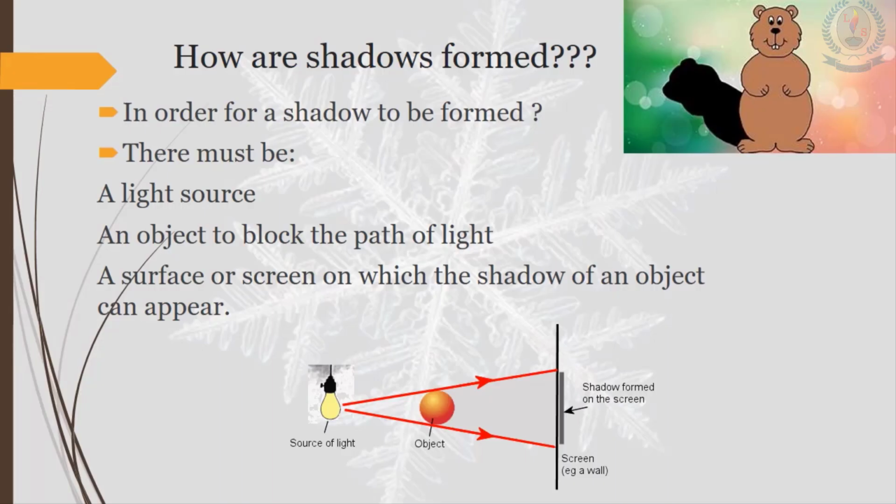Simply speaking, a shadow is an absence of light. If light cannot get through an object, the surface on the other side of that object will have less light reaching it. A shadow is not a reflection, even though it is often the same shape as the object.